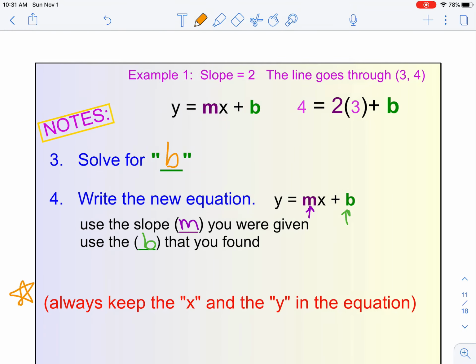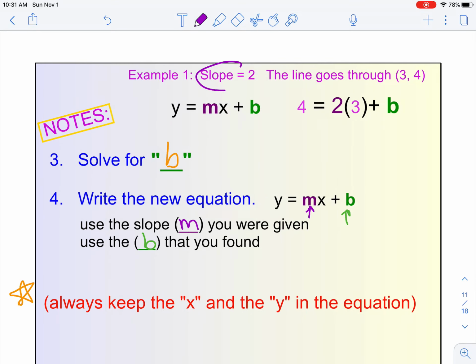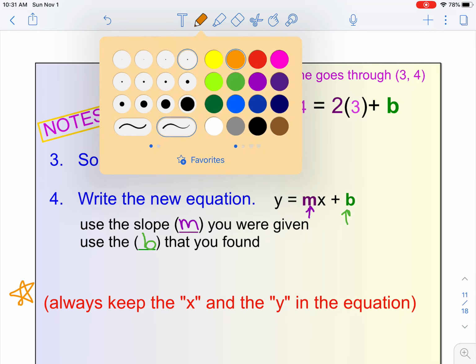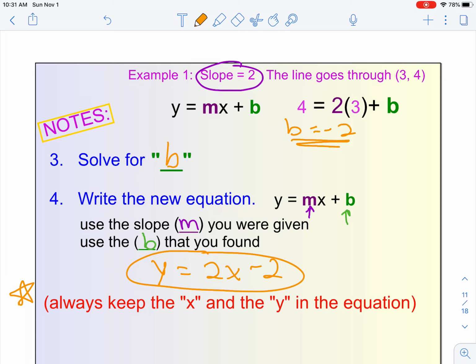This is an important note as well down here, that I'll make sure you're always putting the x and y back into the equation. You're just using the slope and the y-intercept. So again, from that example, we know that the slope right here is 2, and the b value we found that went through that point when we solved it, the b value was -2. So now we write the equation y equals 2x minus 2.